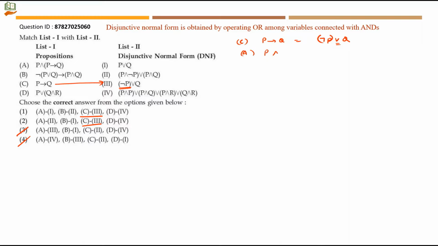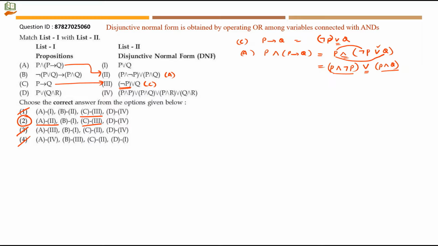We'll go with A. P and P implies Q. Let's have P and what is P implies Q? Negation of P or Q. Now we'll apply this AND inside the brackets. So this will be P and negation of P. The OR will be staying as it is, P and Q. So AND connected by OR. This is a DNF. So A is mapping to 2. From this we can say that option 1 is also ruled out. Option number 2 will be the right answer.